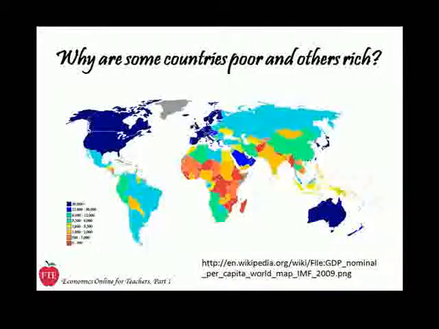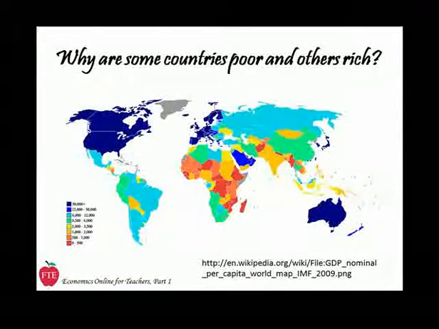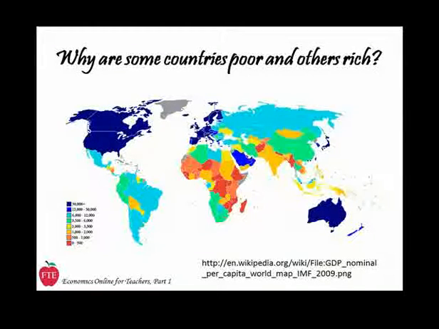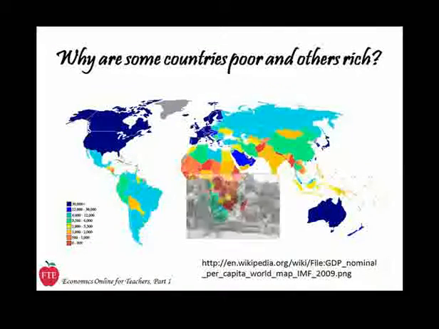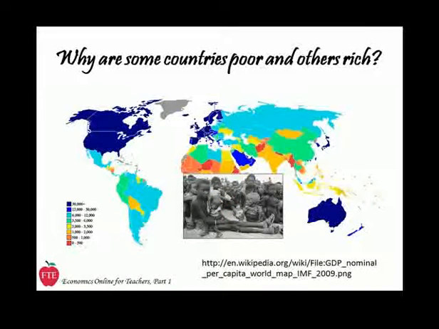In Economics for Leaders, we've chosen to apply the basic tools of economic reasoning in the context of world poverty. We ask, why are some countries rich and others poor, in order to make a case for why we and our students should care about economics and economic reasoning.